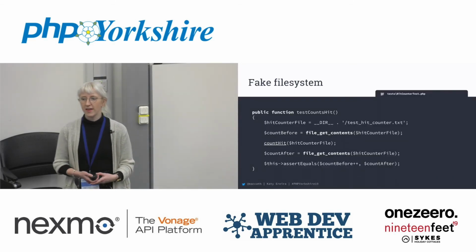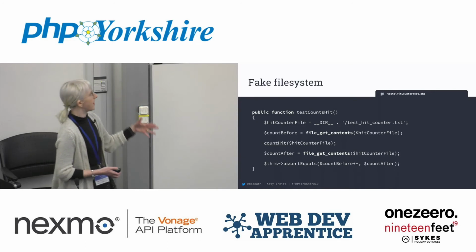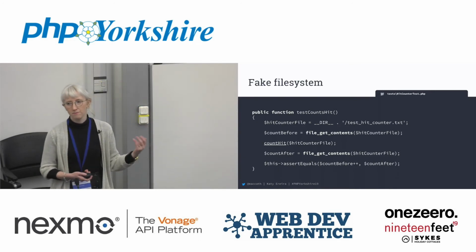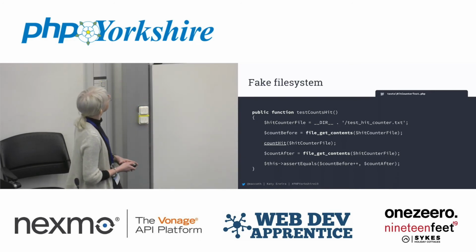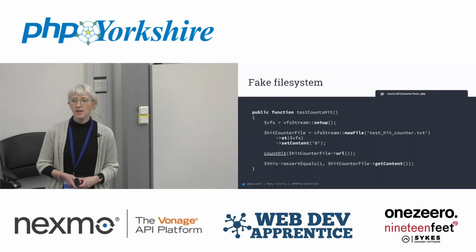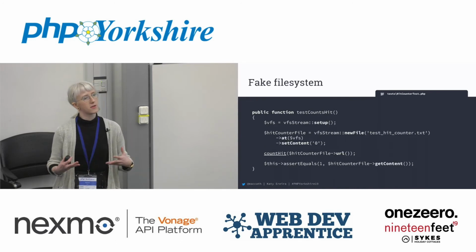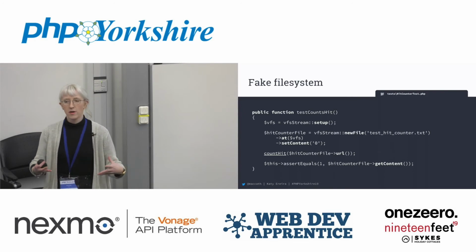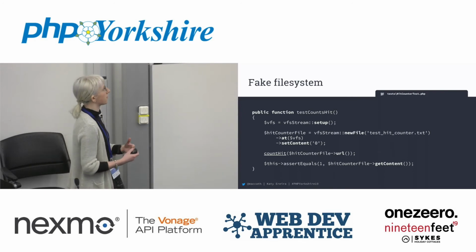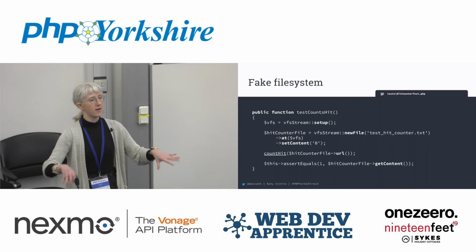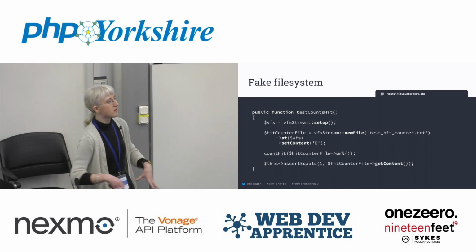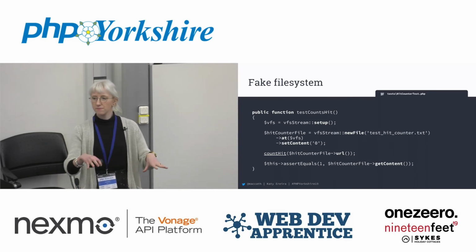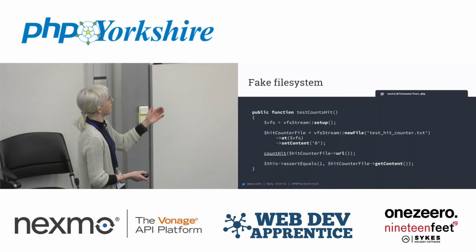So this is our original test. And you see we've got our file name here, and we're using file_get_contents and file_put_contents. And this is what the same test would look like using the virtual file stream. So first of all, you have to set up your virtual file stream. That will create a mocked version of the file system. And within that, you can create a new file.